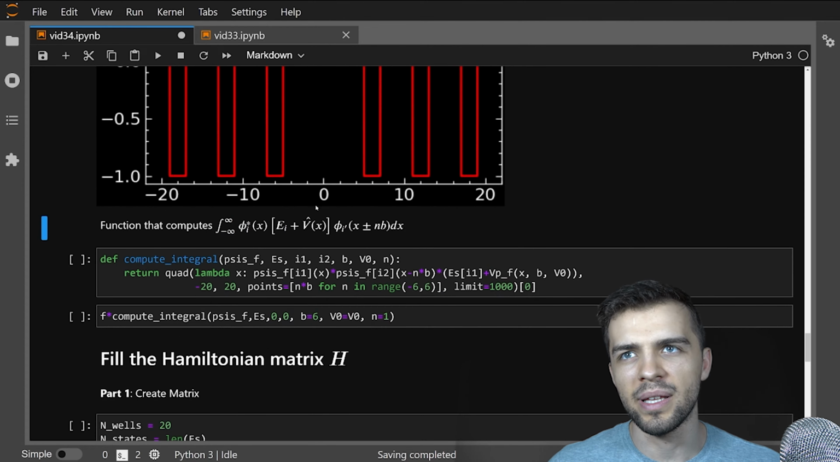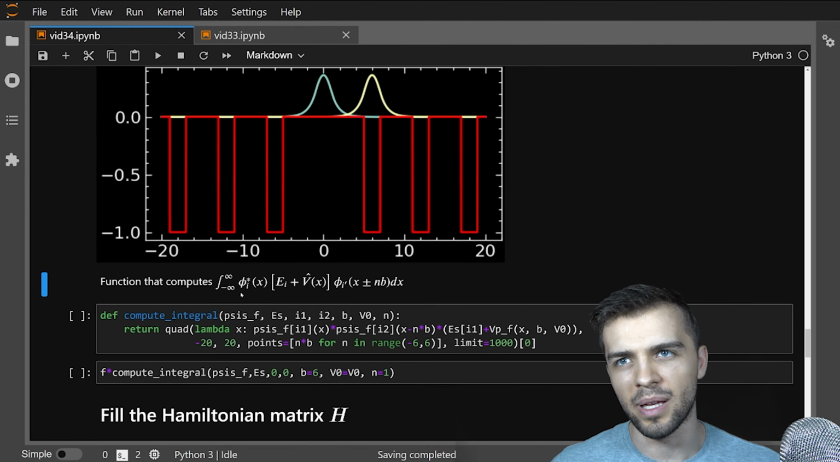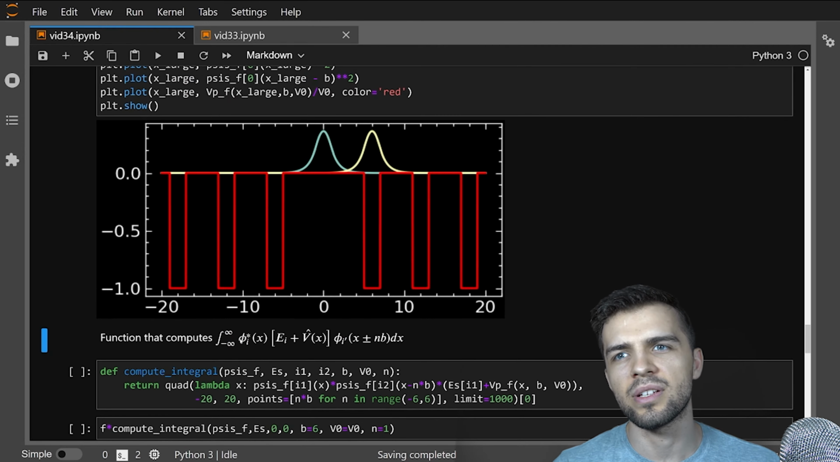And now we need to evaluate this integral. So psi I star, by the way, these are real functions, so it doesn't really matter here. The complex conjugate is whatever. But you could think of psi I as being this blue function here. Then I have Ei, which is just a number, plus V hat of x. This is this red function here.